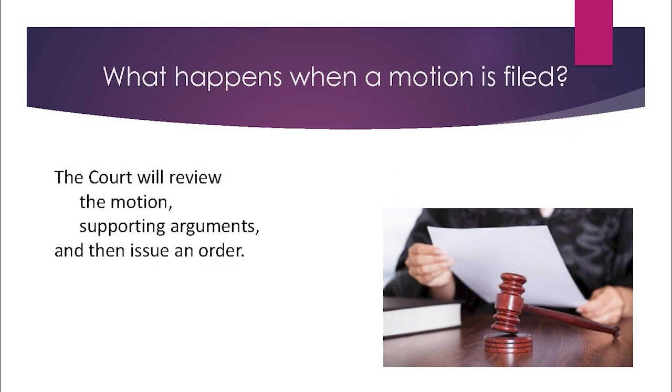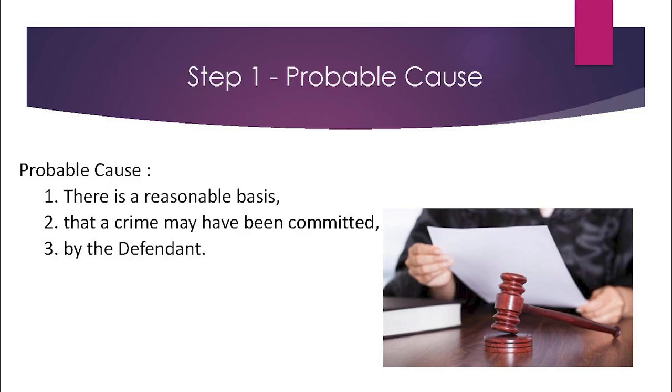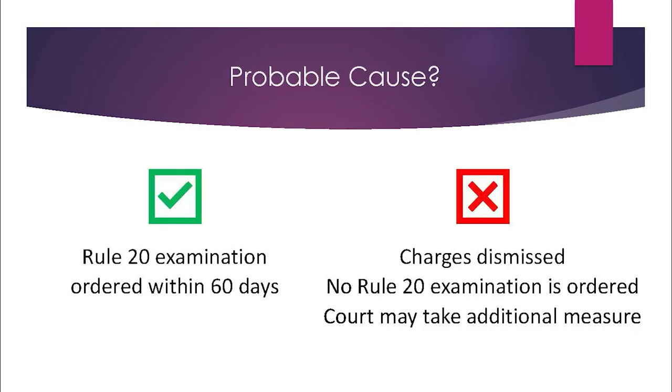The court now reviews that motion, the supporting arguments, and the facts, and then issues an order based on that request. The suspension of the criminal court proceeding is limited in that nothing else goes forward, but the judge will still do a probable cause finding. Probable cause means there is a reasonable basis that a crime may have been committed by the defendant. The reason that this is important, if probable cause is not found, the charges are dismissed and the court has no authority to move forward.